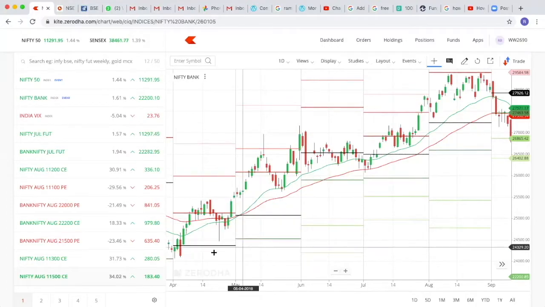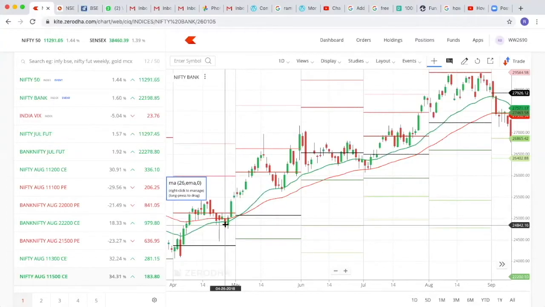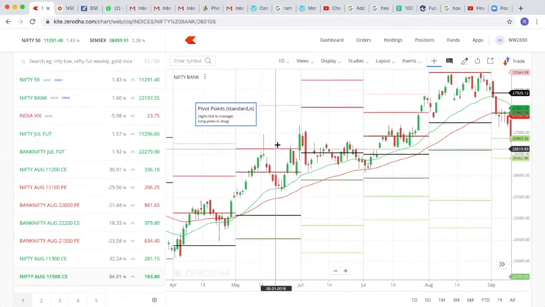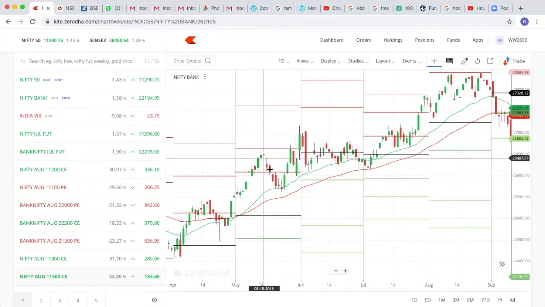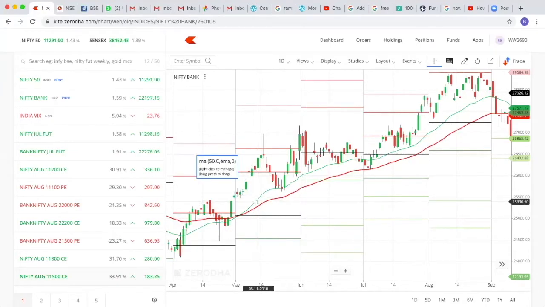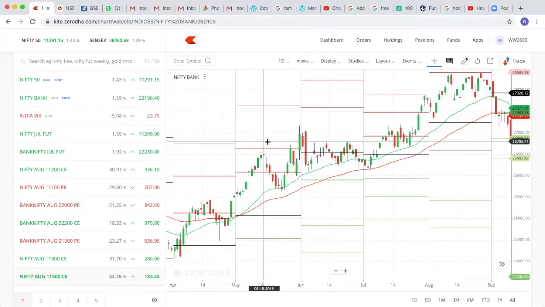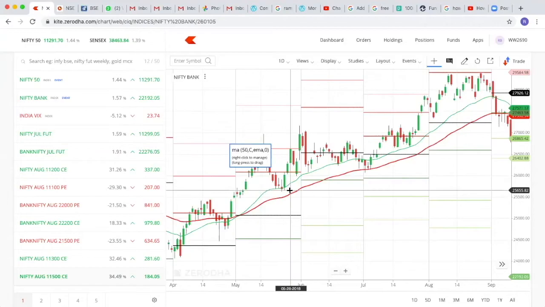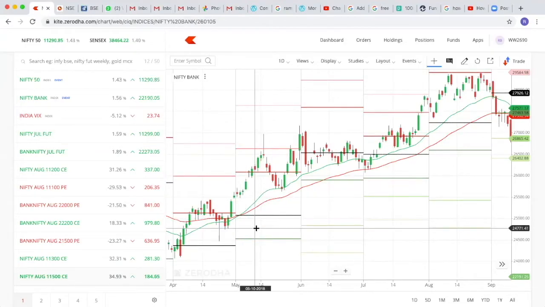For example, if you can see here, the Nifty was moving high and it was bullish. From this resistance level, it touched and then it came back. So for example, if anybody takes a trade here, he'll be under loss. He will take a trade and the next day the market will fall. That's the reason the pivots are very important.